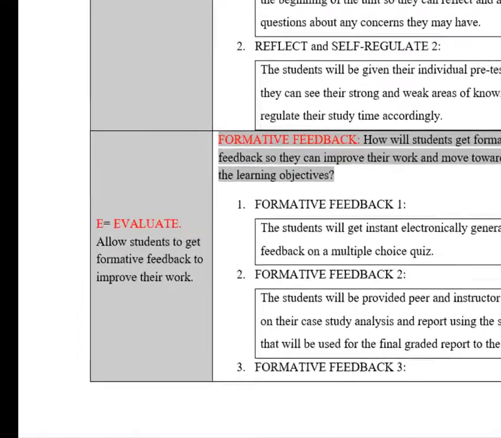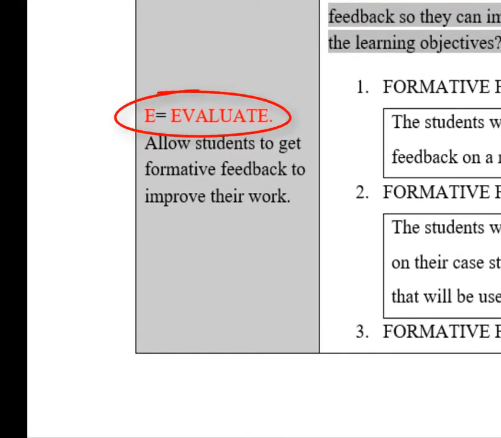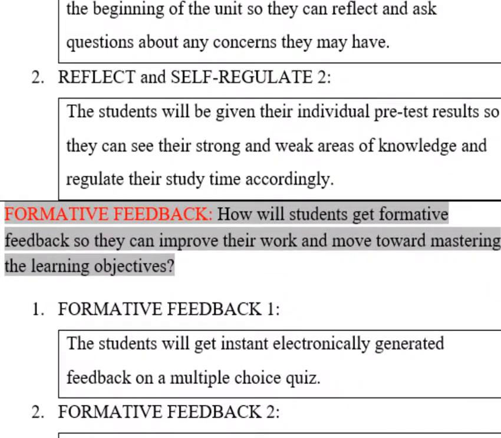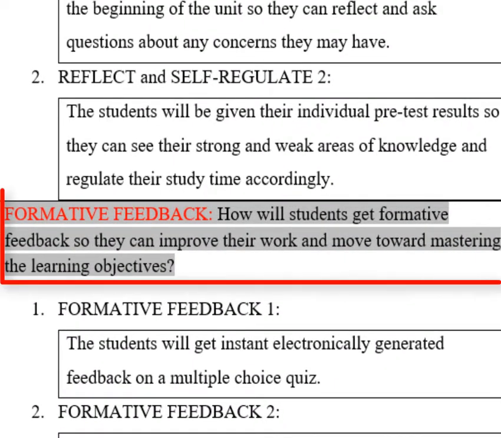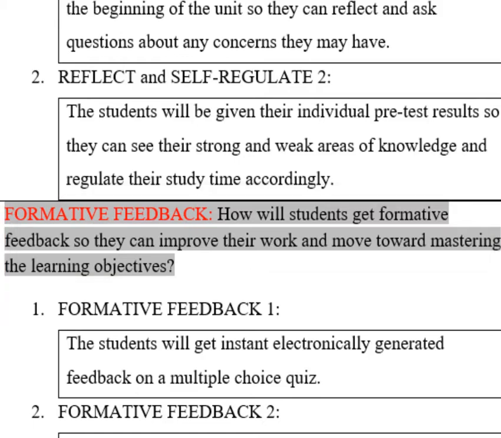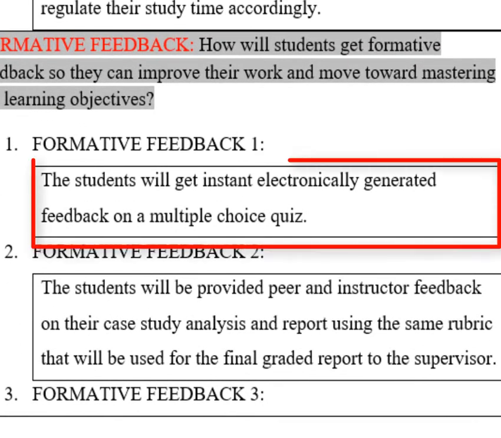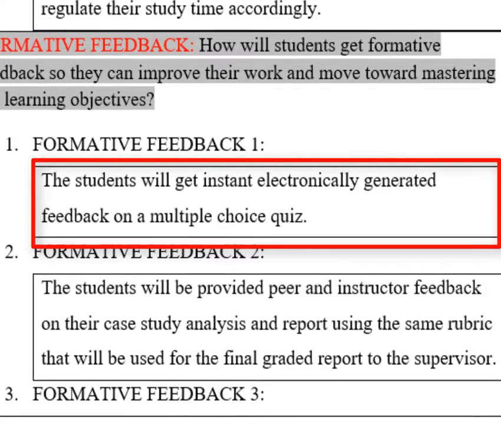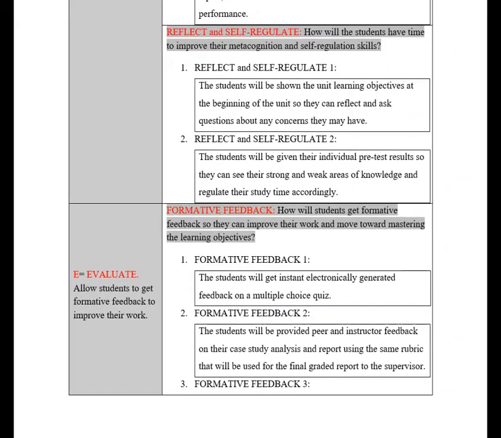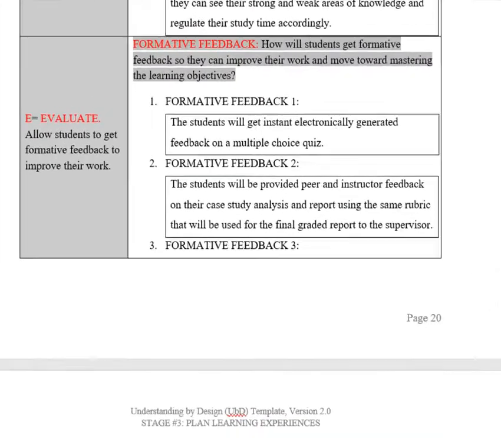And then the second E of the WHERETO is formative feedback. Now this starts sounding a little redundant, but it's from different aspects. How will students get formative feedback so they can improve their work and move toward mastering the learning objectives? Before I told you I was going to give them feedback, now I'm telling you how I'm going to give it. The students will get instant electronic generated feedback on a multiple choice quiz. You notice this aligns. We're giving them a quiz we talked about in stage 2, and now I'm telling them how I'm going to give them feedback about that quiz.